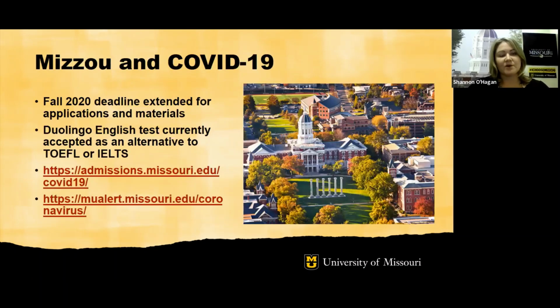So just to wrap things up, I wanted to tell you really briefly about our COVID-19 response here at the University of Missouri, since we certainly understand that this is a challenging time around the world, and certainly one that can produce anxiety for students and parents just with the unknown of what's to come in the weeks and months ahead. So I want you to know that here at the University of Missouri, we are trying to be as flexible as we can for students applying to fall 2020 and understanding those circumstances that we're finding ourselves in collectively. So with that in mind, we have extended our fall 2020 deadline for applications as well as materials. We tend to be pretty flexible anyway, but we want students to know that we are working with you on this process. We are also now accepting the Duolingo English test as an alternative to TOEFL or IELTS for students who are unable to access testing centers for those exams.